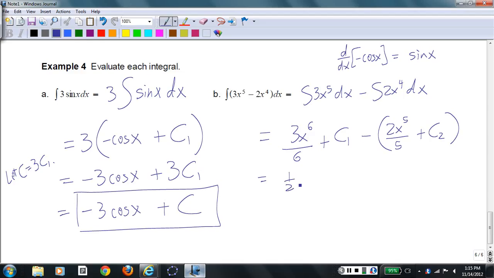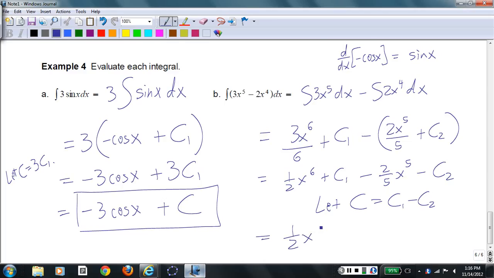This is 1/2 x to the 6th plus c sub 1 minus 2/5 x to the 5th minus c sub 2. So let c equal c sub 1 minus c sub 2. And what do we have? 1/2 x to the 6th minus 2/5 x to the 5th plus c.